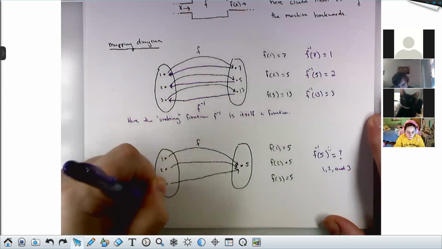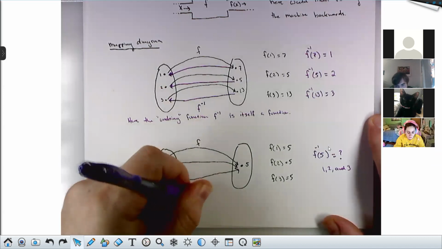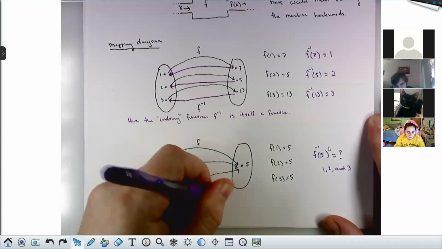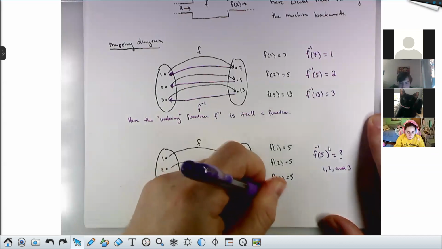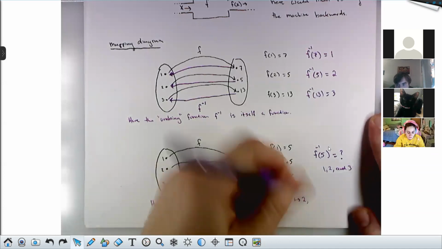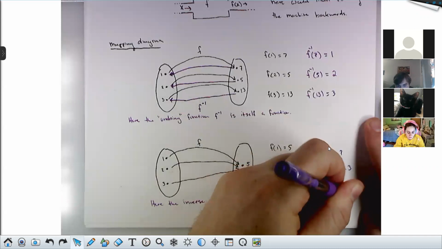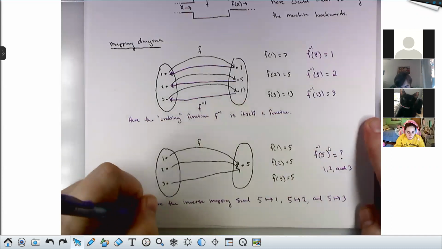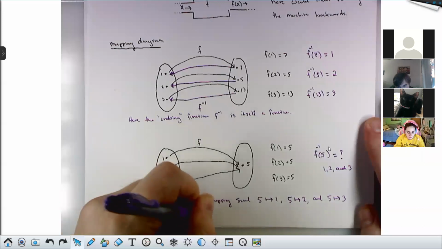Here, the inverse mapping sends 5 to 1, sends 5 to 2, and sends 5 back to 3, which means it's not a function.